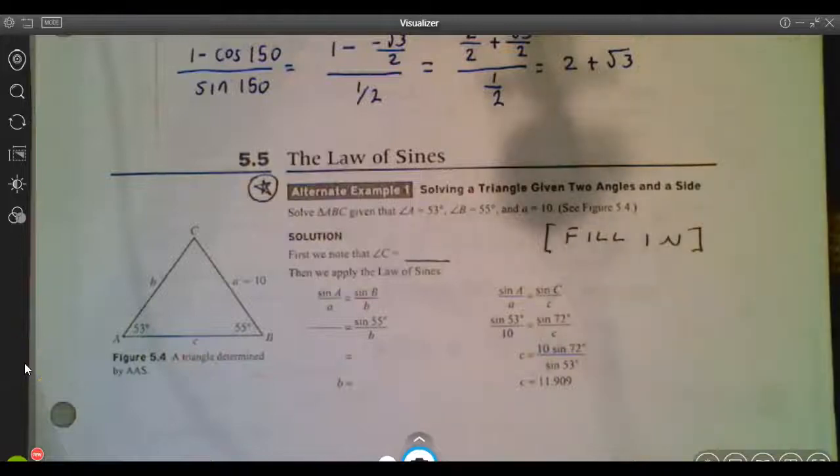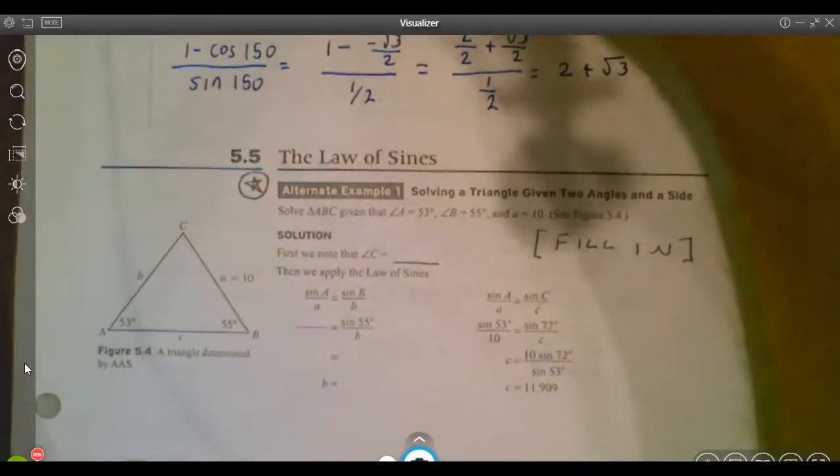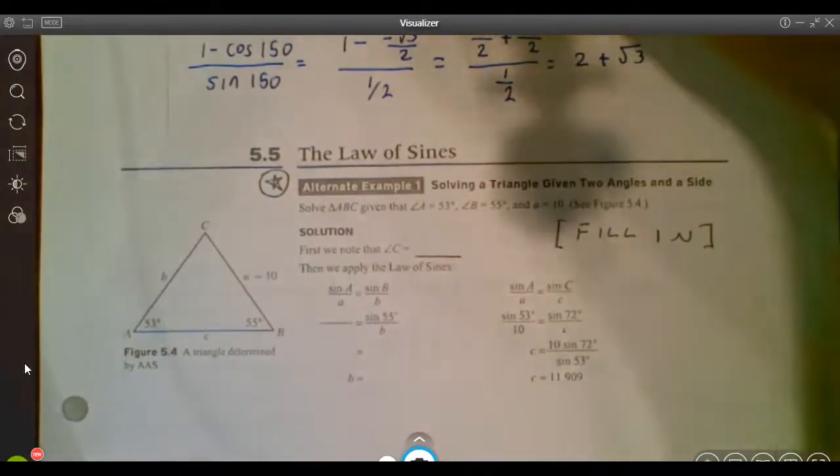Hey guys, so getting into lesson 5.5, we're going to take a look at the law of sines. You've probably already seen the law of sines. This generally gets covered in honors geometry, and potentially you might have seen this in some algebra 2 as well. It just depends on what was covered in your course, but some of this should look familiar to you.